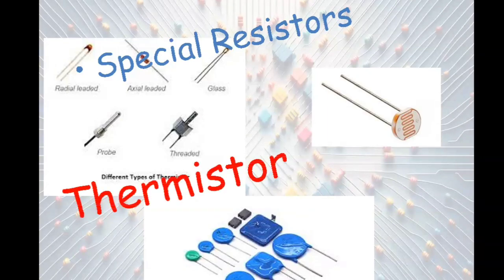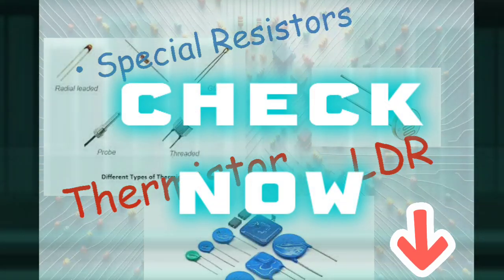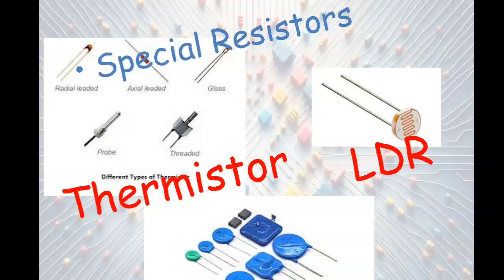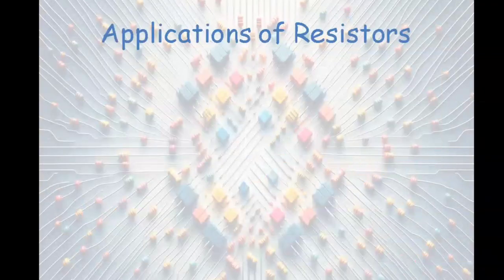Now you can see there are thermistors with different shapes and sizes, and there are NTC and PTC types, but thermistors are the ones that respond to temperature. Then we have the LDR, light dependent resistor. How it works, you can go and check the video. A light dependent resistor will respond to a change in light. And we have the varistor, which you can see in a number of circuits. It responds to a variation in voltage.